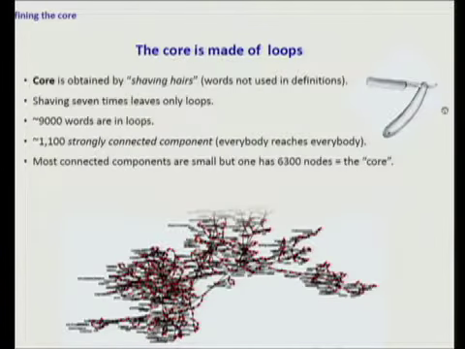Good. So this is the definition of the core. You just cut the hairs. You shave it about 7 times, and this leaves you only loops. Inside of these loops, there are about 9,000 words. And inside of the largest connected components, there are 6,000 something nodes. And this is the core. And this is some quite useless visualization of the core.